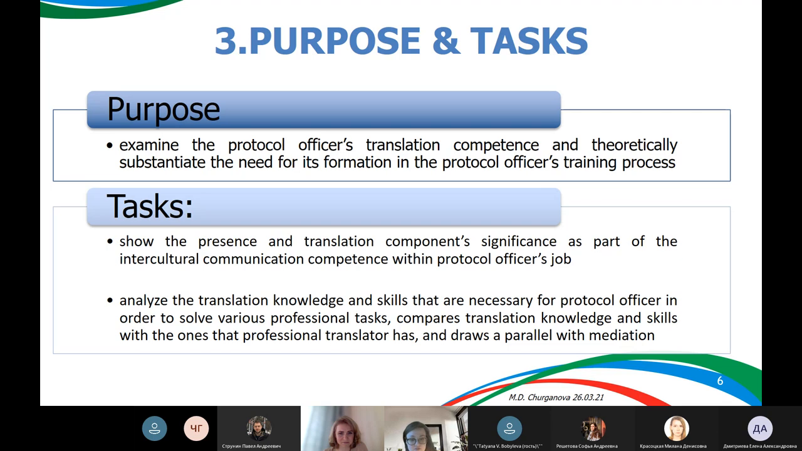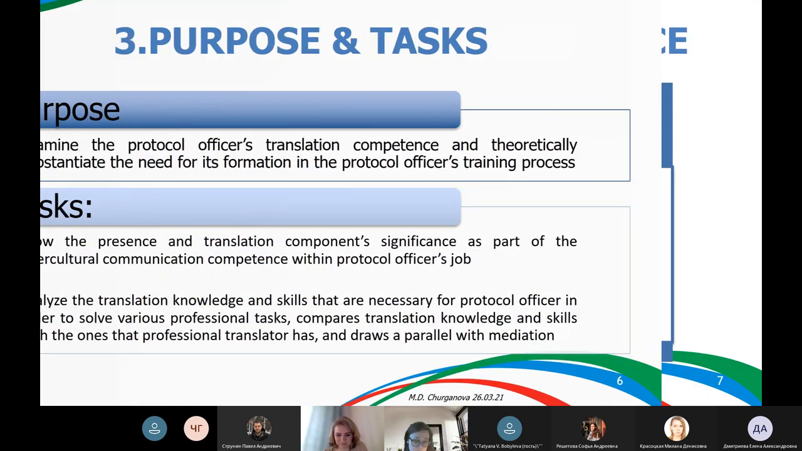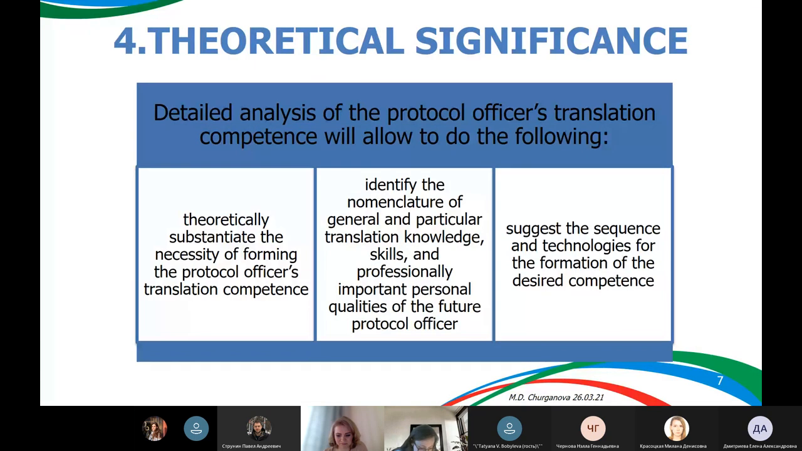Analyze the translation knowledge and skills that are necessary for protocol officers in order to solve various professional tasks. Compare translation knowledge and skills with those that a real professional translator has and draw a parallel with mediation. Talking about theoretical significance, it is to substantiate the relevance of the translation competence formation within the future protocol officer's job and to underline proper knowledge and skills that are inevitable for the profession.